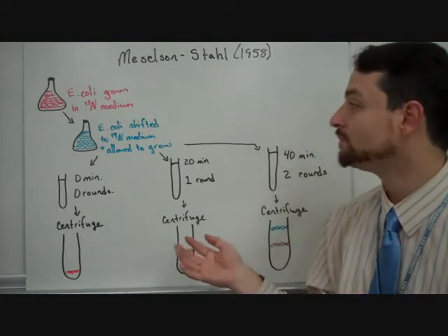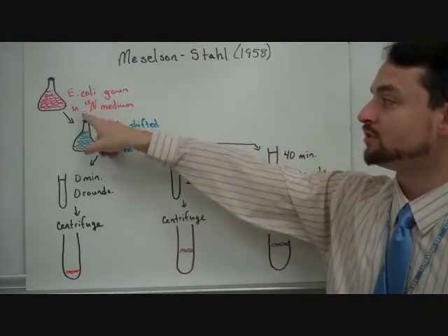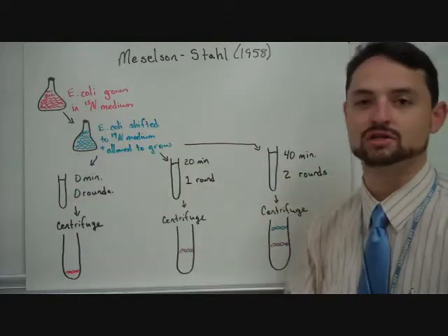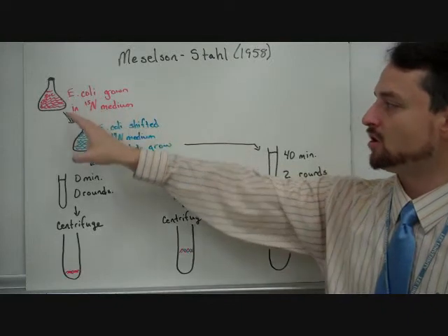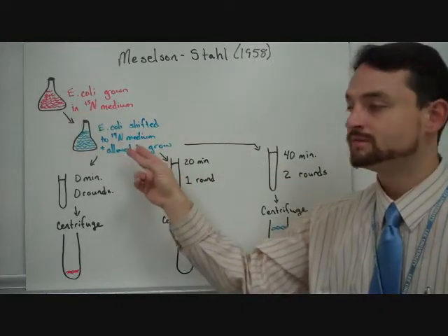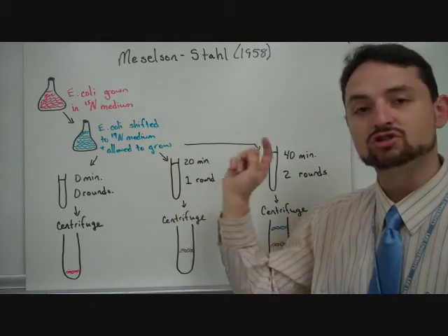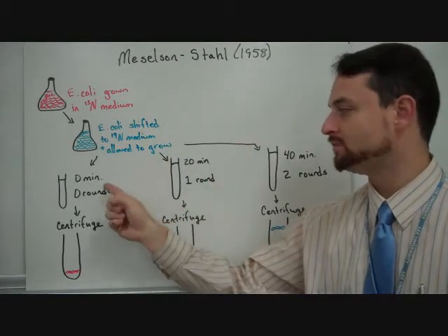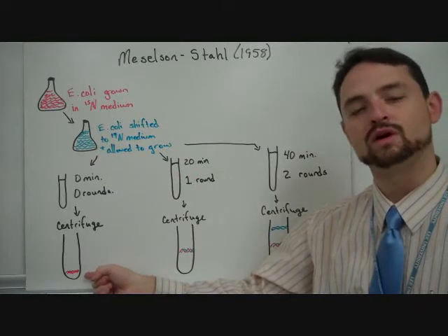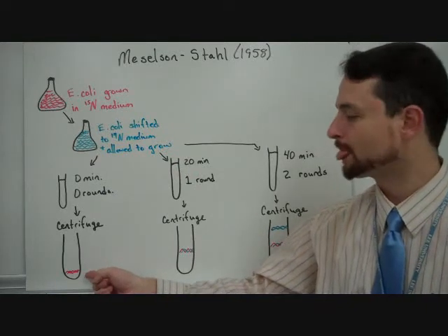The way they figured that out was they took E. coli and they grew it in 15 nitrogen medium. That is a heavy nitrogen. Then they transferred that E. coli to a 14 nitrogen medium. That's a lighter nitrogen. So they took some E. coli straight out of that before they allowed it to grow, and they centrifuged it, and they found the DNA was down here in the bottom, which is where the heavy nitrogen is going to be.